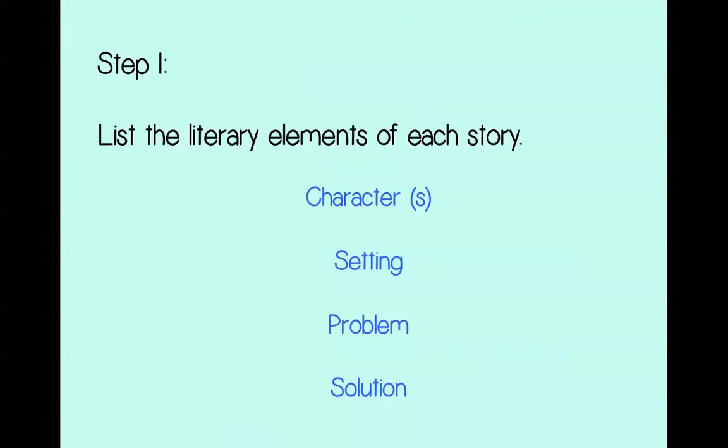Step one. Before we even get started in our comparing and contrasting, finding our similarities and our differences, we need to list the literary elements of each story so we can break down the stories and really understand what happens in each story so we don't get confused. So our literary elements are characters, setting, problem, and solution. And those four literary elements, I know that you guys know them very well.